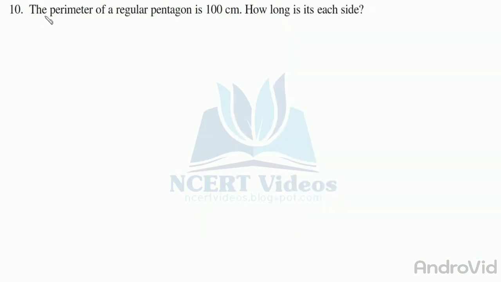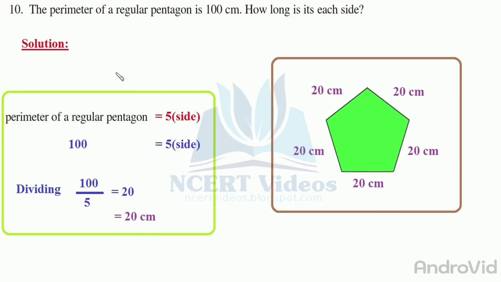Question 10. The perimeter of a regular pentagon is 100 centimeter. How long is each side? So regular again means equal sides and angles. Now we have the given perimeter, the same as previous, only the sides are different. So 100 we will substitute in perimeter because it is given, equal to 5 sides.